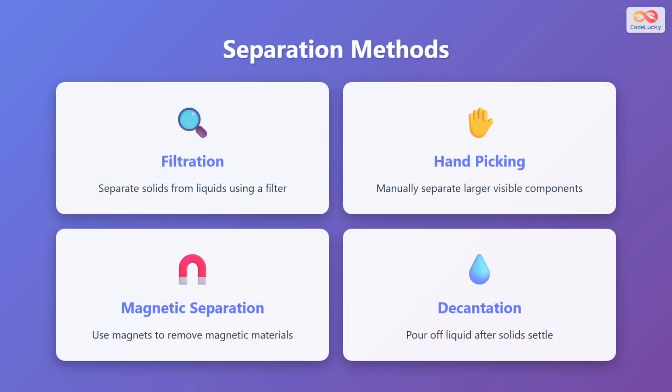One important characteristic of heterogeneous mixtures is that their components can be separated using physical methods. Filtration uses a filter to separate solids from liquids. Handpicking allows you to manually separate larger visible components. Magnetic separation uses magnets to remove magnetic materials from non-magnetic ones. Decantation involves carefully pouring off the liquid after solids have settled at the bottom. These methods don't require chemical reactions, just physical processes.